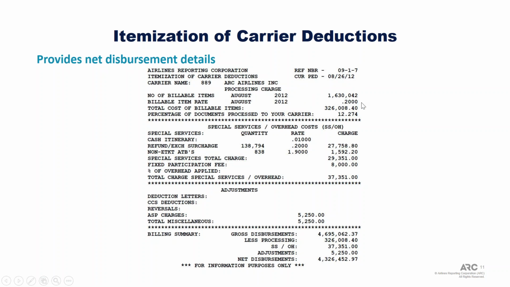The number of billable items would be the number of transactions that we processed for your carrier. The billable item rate would depend on your participation level. In this example, we're showing a full participant where their rate is 20 cents per transaction for straight sales, and then for refunds and exchanges, there's an additional 20 cents that's going to be detailed in the second section. In this instance, the total cost of billable items would be $326,008.40.